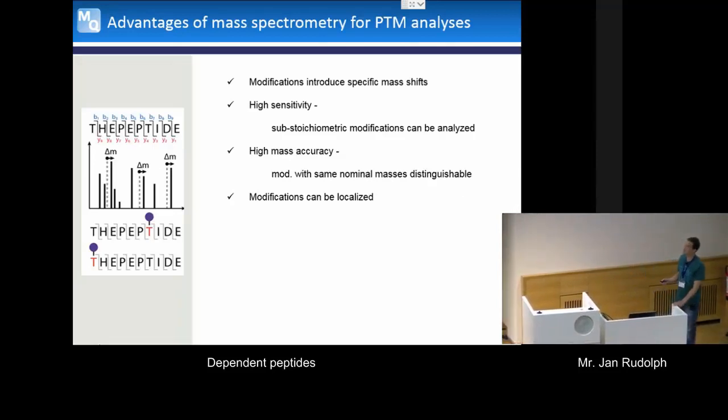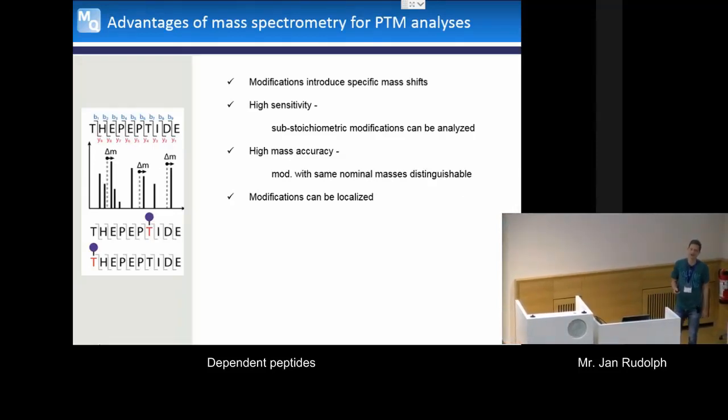Now, the mass spectrometer is an excellent tool to study post-translational modifications, because every modification on amino acids introduces a mass shift on the peptide, which can be detected by the mass spectrometer. With modern instruments, we have really high sensitivity, so we can even uncover sub-stoichiometric modifications and analyze them. And due to the high mass accuracy, even modifications which have the same nominal mass can be distinguished. So due to the fragmentation on the MS2 level, we can also localize the modifications inside the peptide.